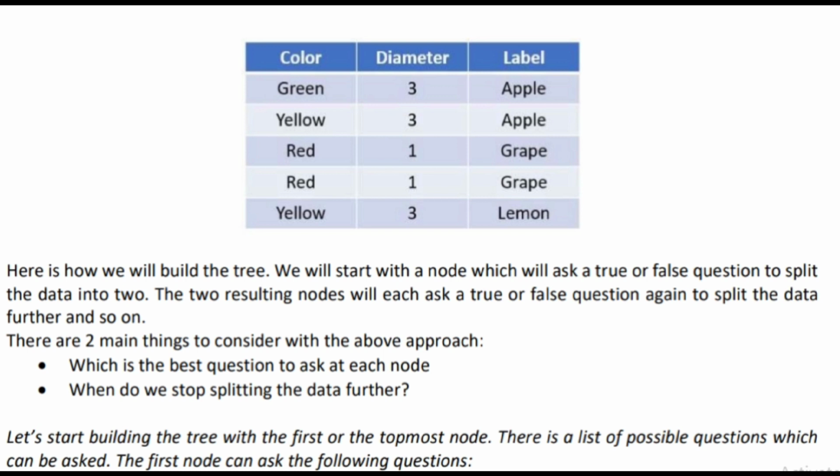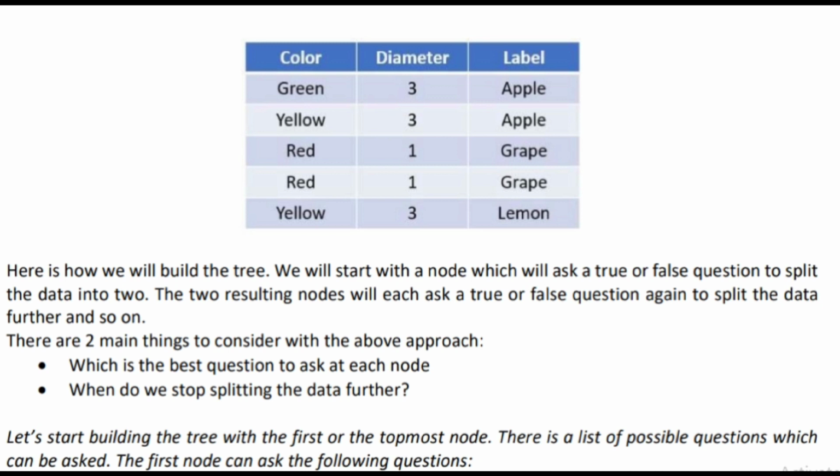Here is how we will build the tree. We will start with a node which will ask a true or false question to split the data into two. The two resulting nodes will each ask a true or false question, again to split the data further, and so on. There are two main things to consider with the above approach. Which is the best question to ask at each node? When do we stop splitting the data further?